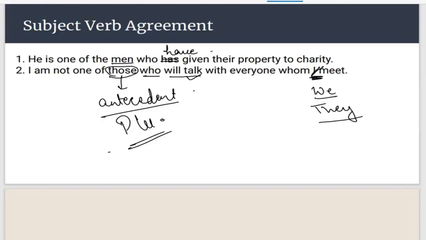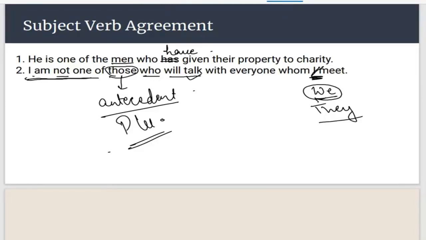Okay. Now have a look at the first part of sentence. What it is saying? I am not one of those. We means what? Including I. What do we mean by the word we? That including I, that is what is we? Yes. But in the first part of sentence, it is saying that I am not one of those.